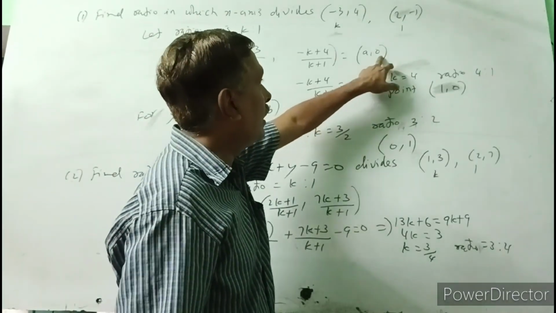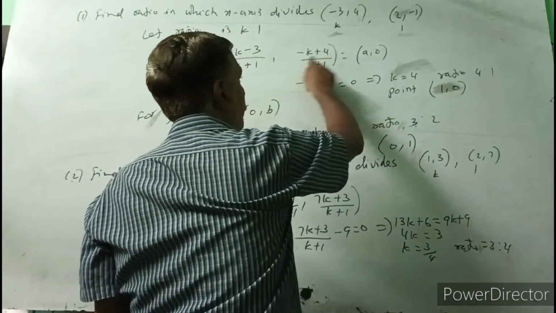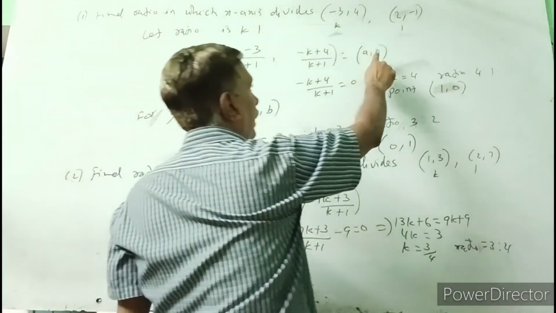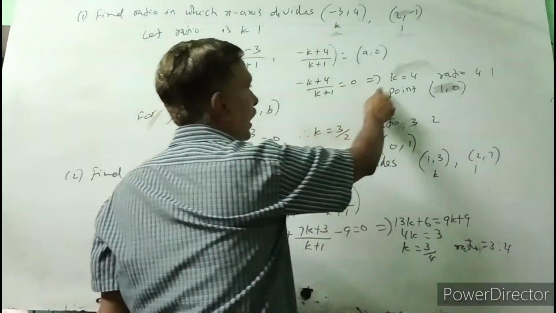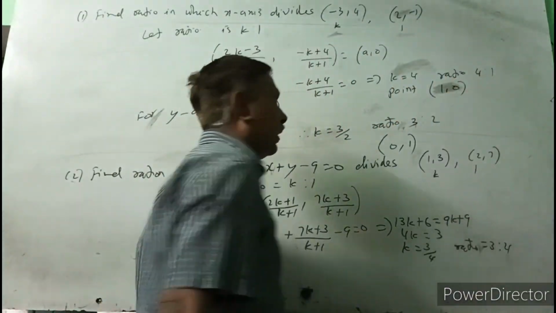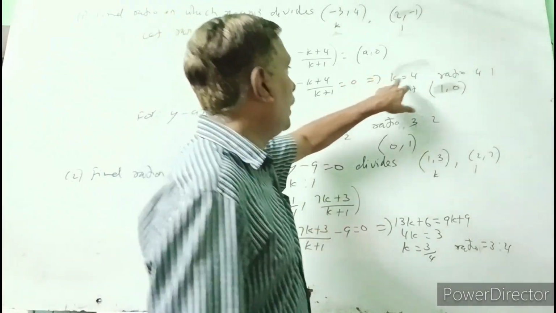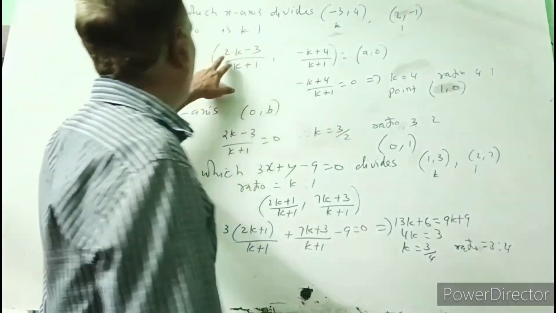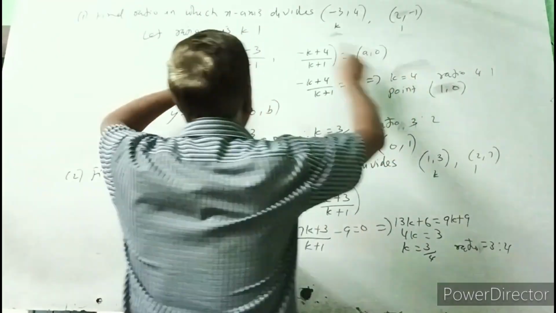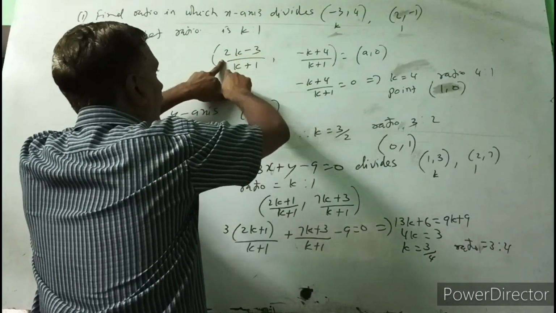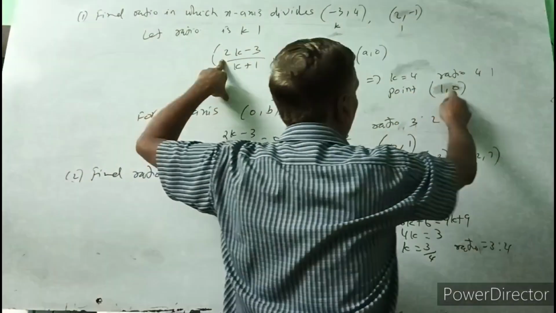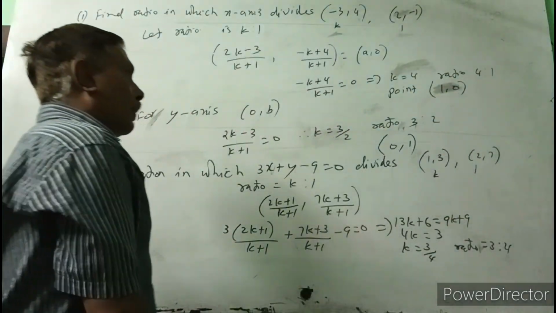Here 0 is equal to the second coordinate. The first coordinate I cannot equate. So that is why 0 is equal to this. You will get k is equal to 4. The ratio is 4 is to 1. And if we use this value of k in the first coordinate, you will get 4 into 2, 8 minus 3, that is 5 upon 5. You will get (1, 0).